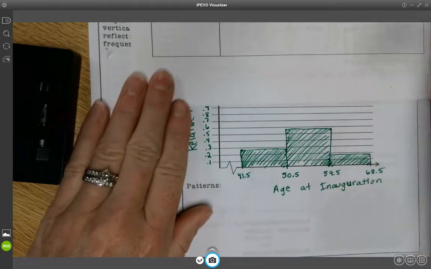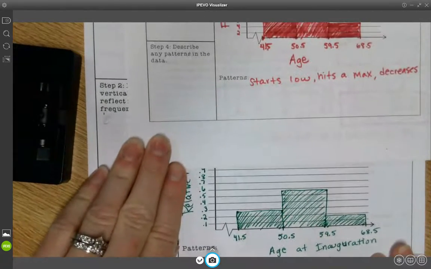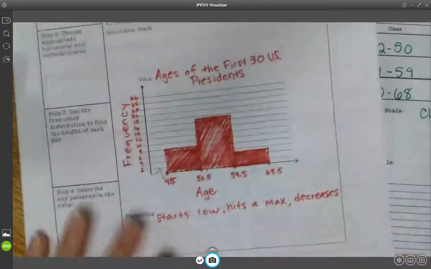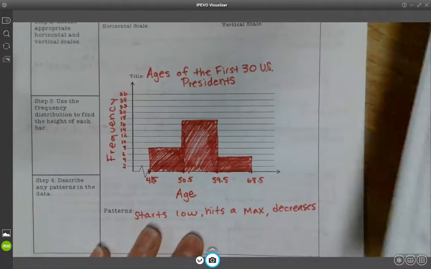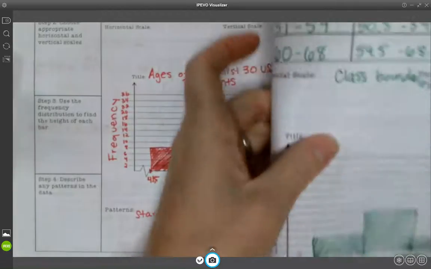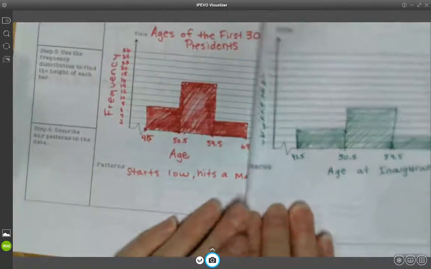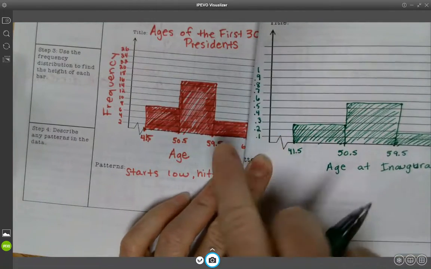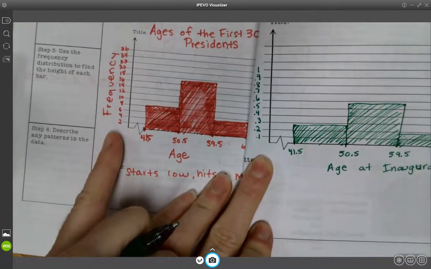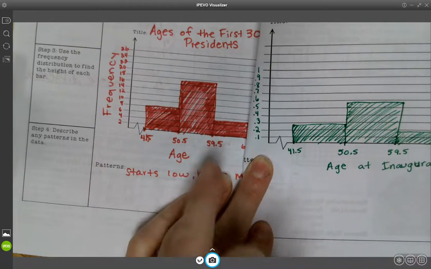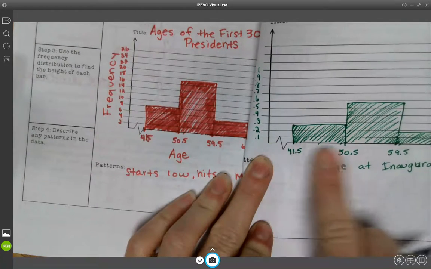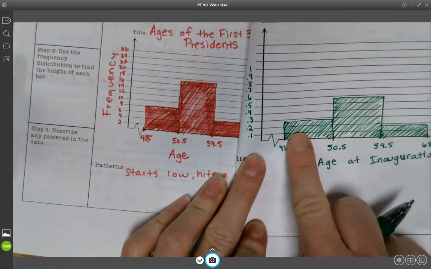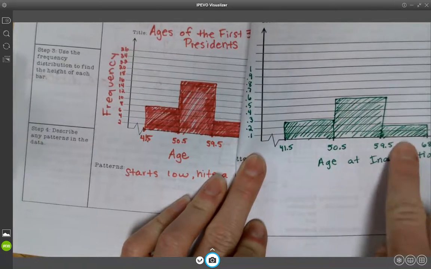So if you compare this to the other one, side by side, see how they're the exact same shape? The only difference is I went by 0.1 here. So if I would have gone by a different value here, but they are the exact same shape. You start low, you hit a max, and then you decrease. So that's the same pattern.